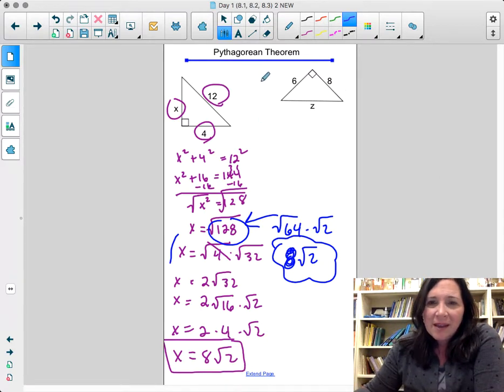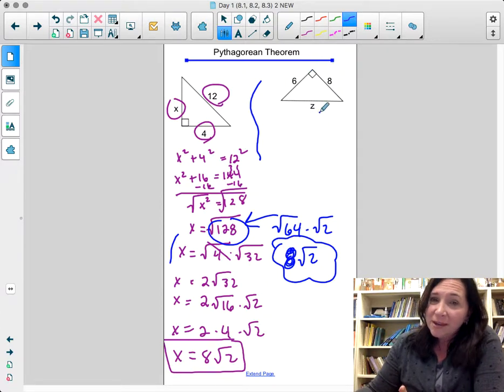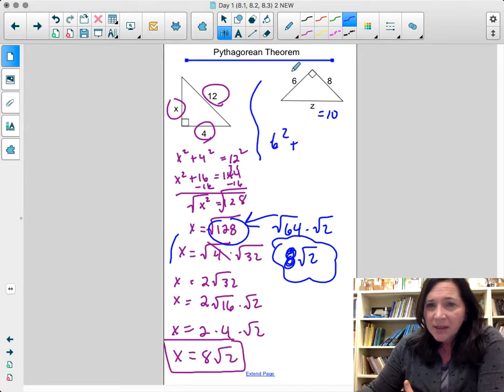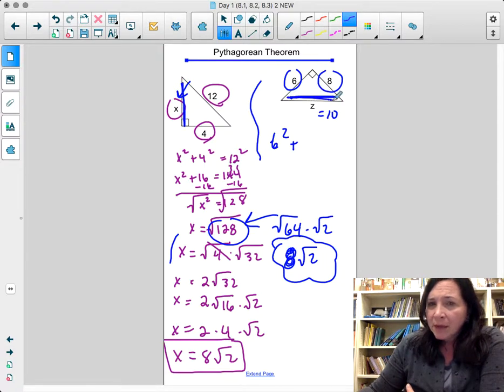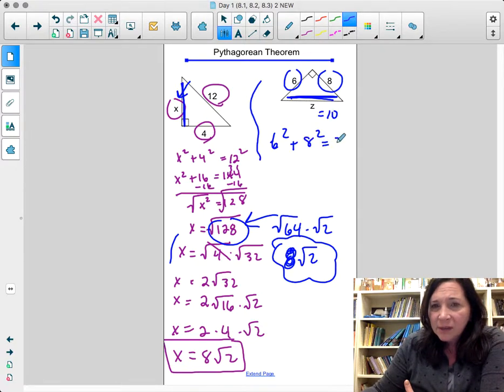Now this one, again, this is a triplet, 6, 8. Well, not a triplet, it's a multiple of a triplet. So we know that z is equal to 10. But just for fun, let's go leg squared plus leg squared. Notice that for the last problem, my x was one of my legs, and for this problem, my unknown is my hypotenuse. So it's not going to be that every time, right? So 6 squared plus 8 squared is equal to z squared. So 36 plus 64, which is 100, is equal to z squared. And if I square root both sides, you get z is equal to 10.